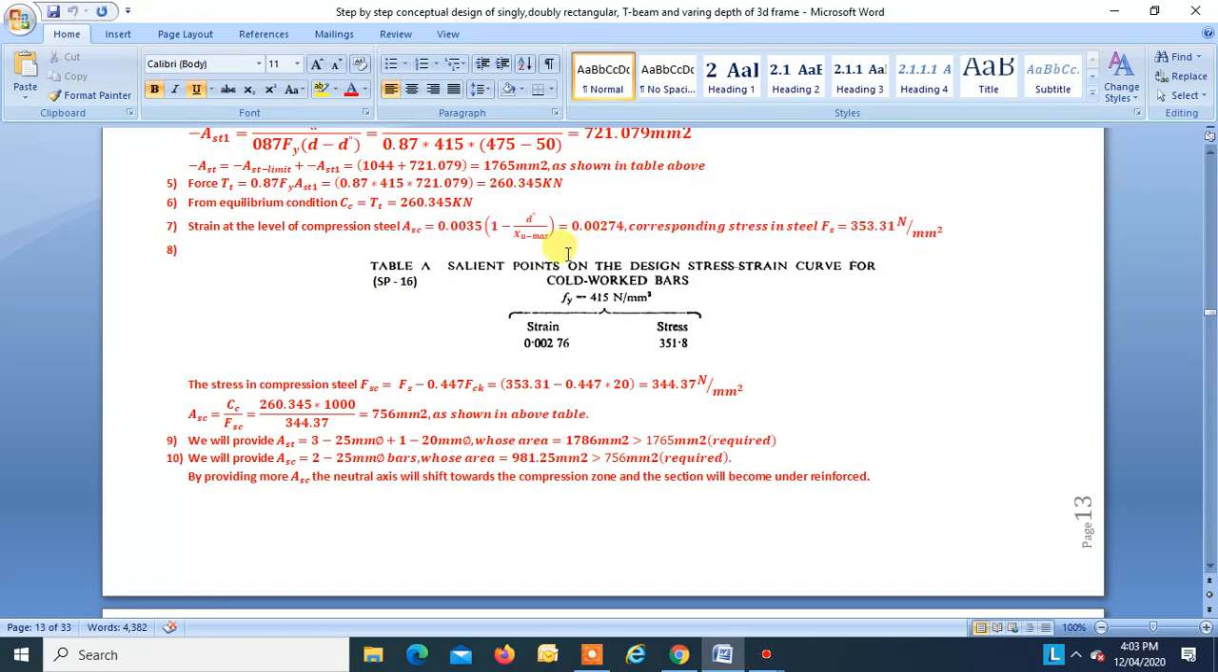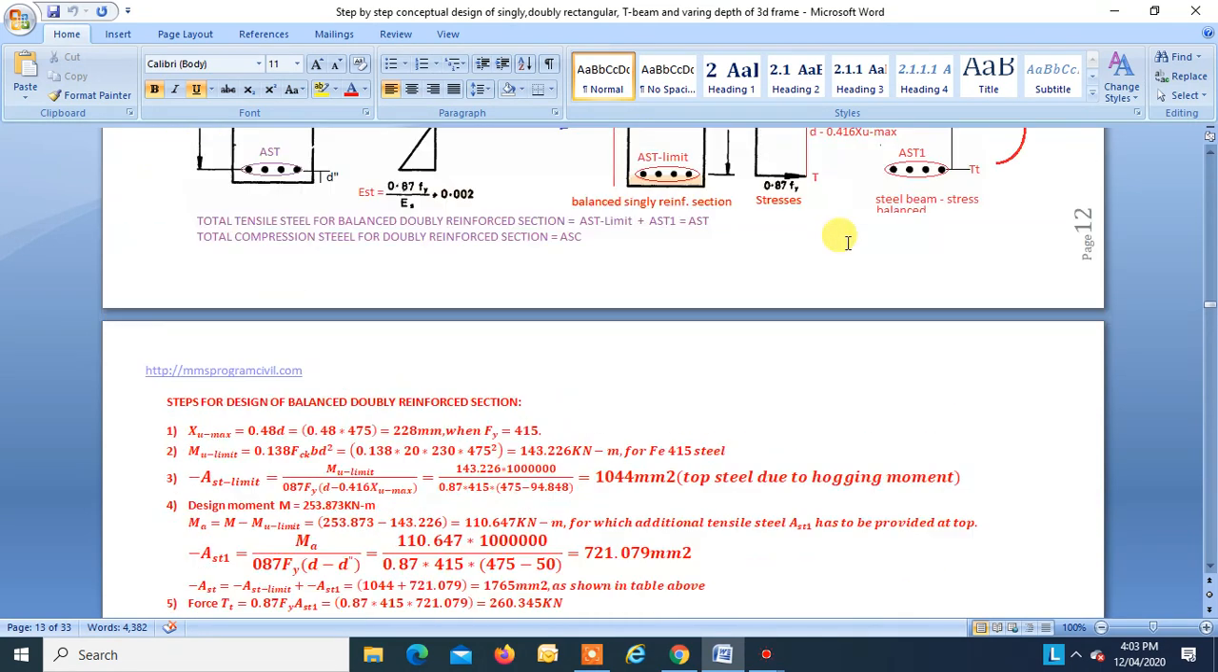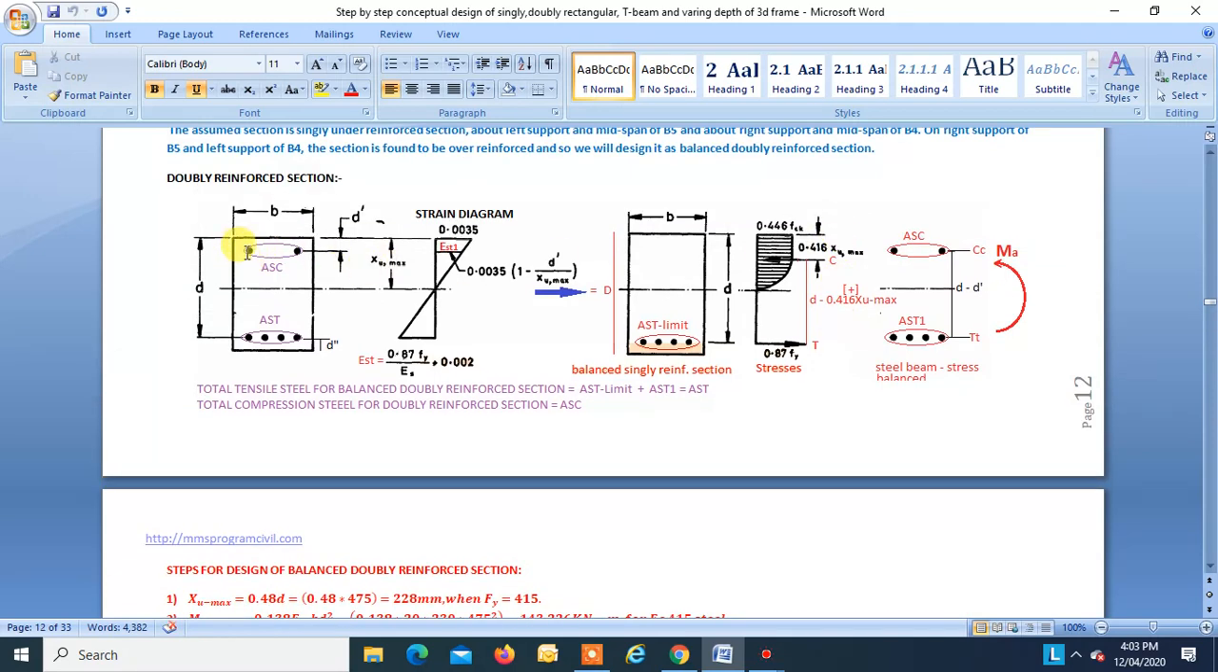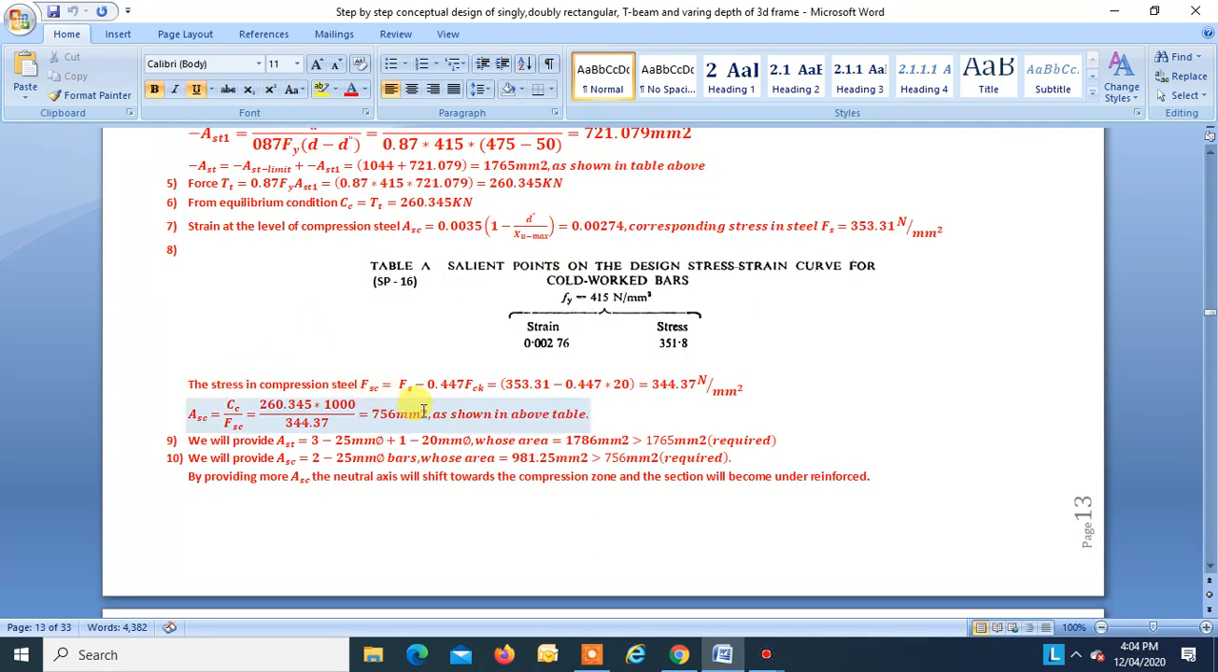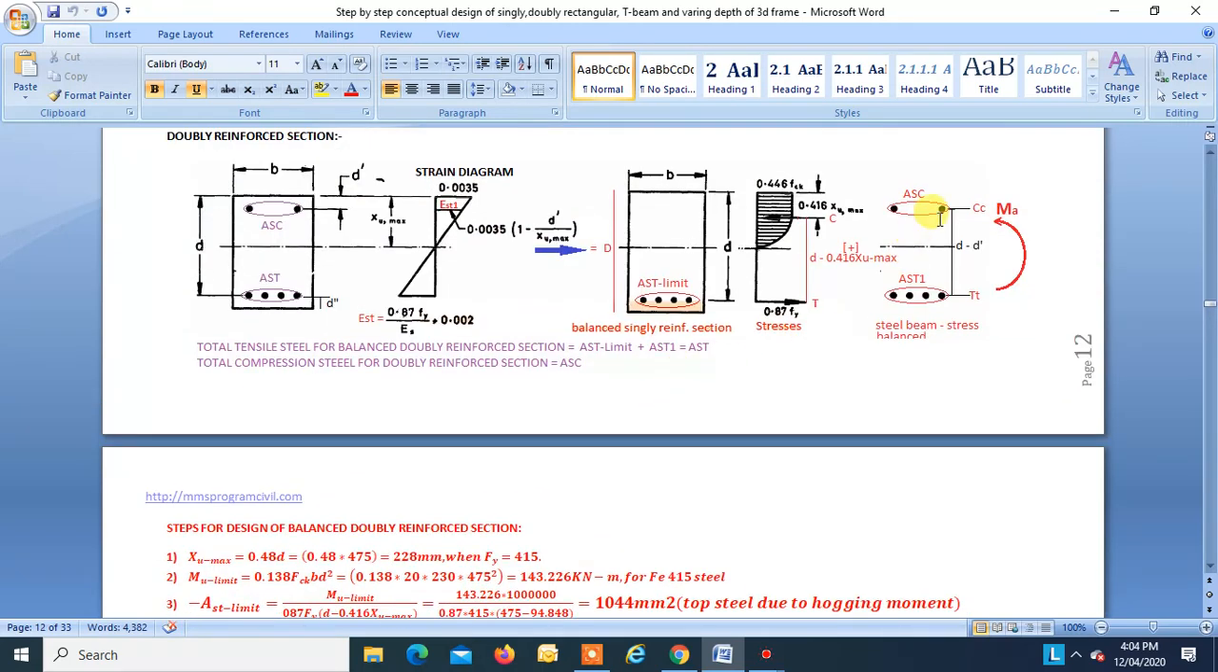So the strain is found to be 0.00274. Once you know the strain, use table A of SP16 and you can find the corresponding stress from that table. The corresponding stress is found to be 535.31 Newton per mm square. Now this stress is for the tensile steel, but our steel is compression steel. Now we will have to reduce the concrete stress from the stress which we obtained, because this area of steel is replacing some area of concrete in this region, right? So the final stress will be taken as Fs minus 0.447 Fck. This is the stress for the concrete, right? So Fs minus 0.447 Fck is equal to 344.37. This is our final stress in the compression steel over here.